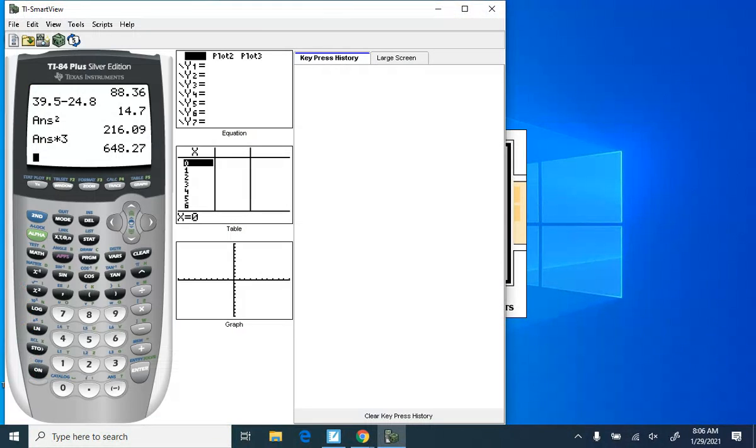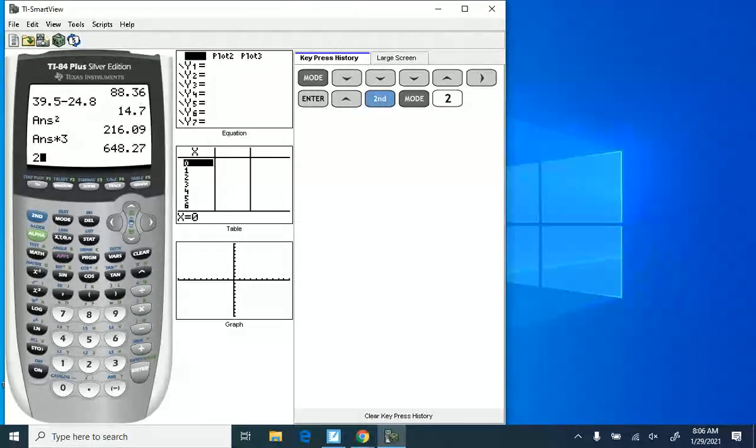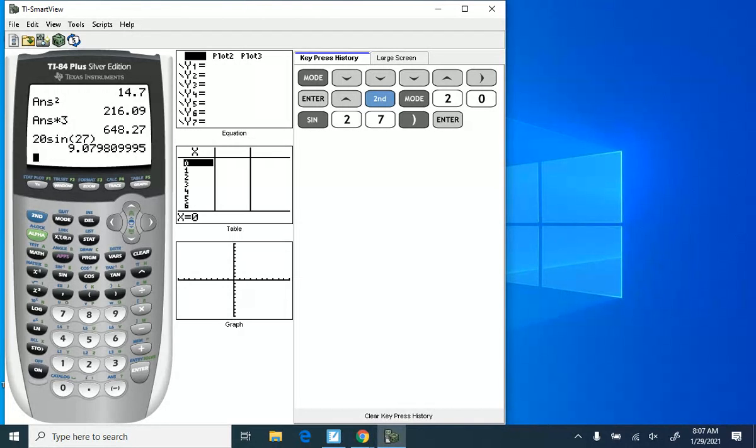Make sure in your calculator, hit the mode button up here. On the third line down, make sure degrees is highlighted. If you have radians highlighted, hit your right arrow and hit enter. Now what's highlighted is degrees. So hit mode, make sure degrees is highlighted, and then you can quit out of that by hitting second and mode. And get your 9.08.